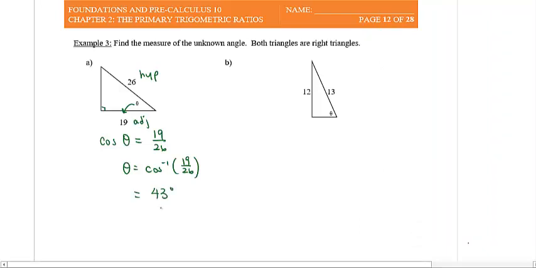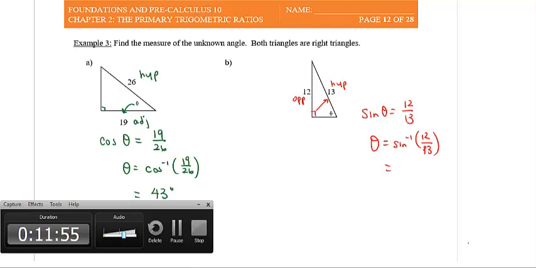Okay. I'm going to let you try example B now on your own. So press pause, work on it, then come back and check the answer. Hopefully you found that this is the opposite side. Hopefully you can see this is the hypotenuse. There's your right angle. Sine is your friend here. Let's go ahead and then do this ratio, the inverse sine of 12 over 13.